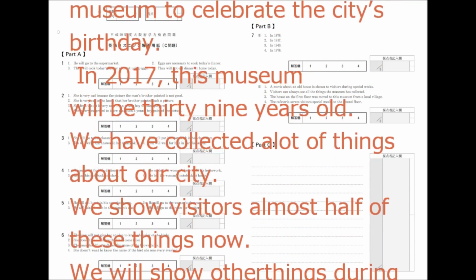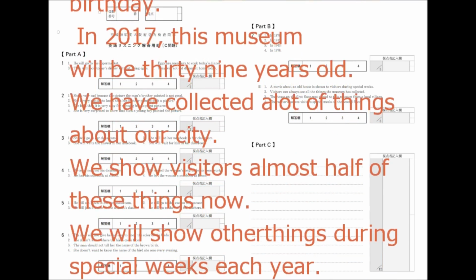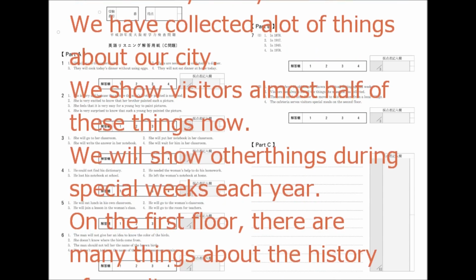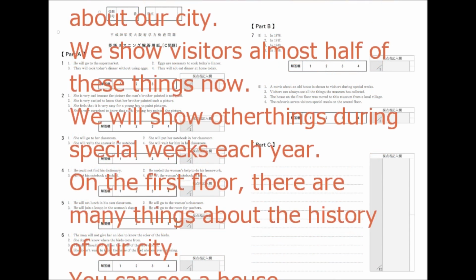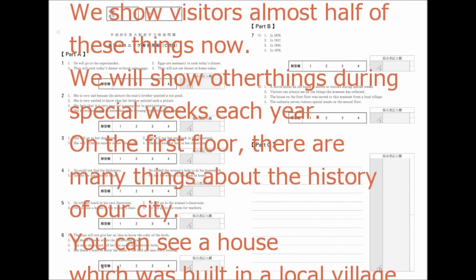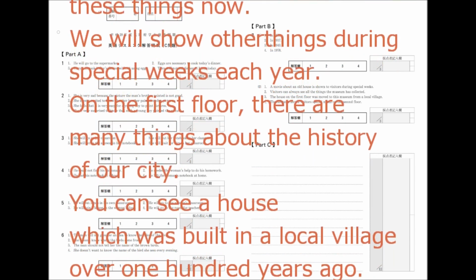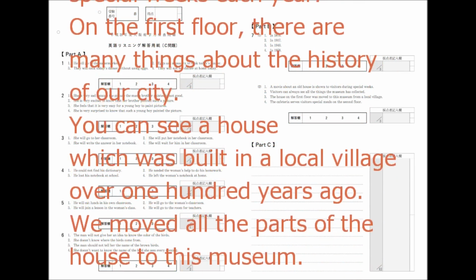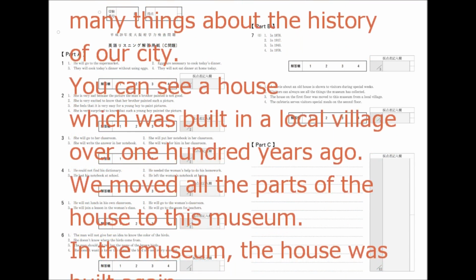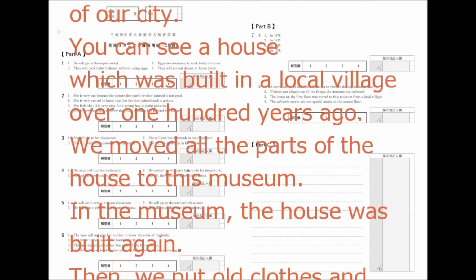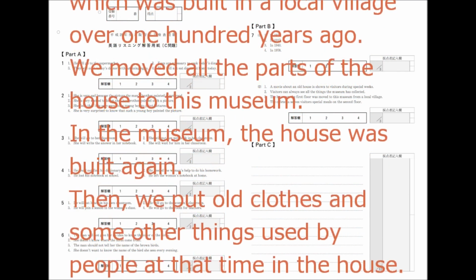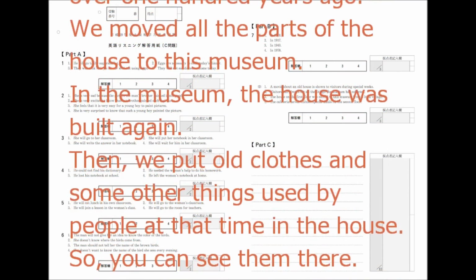We have collected a lot of things about our city. We show visitors almost half of these things now. We will show other things during special weeks each year. On the first floor, there are many things about the history of our city. You can see a house which was built in a local village over 100 years ago. We moved all the parts of the house to this museum. In the museum, the house was built again.